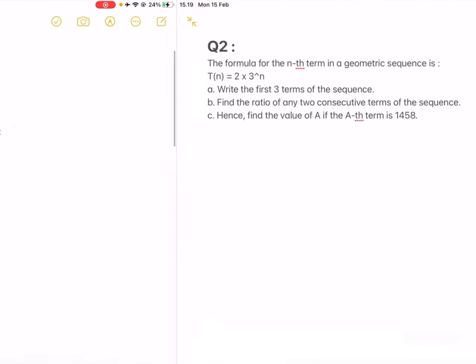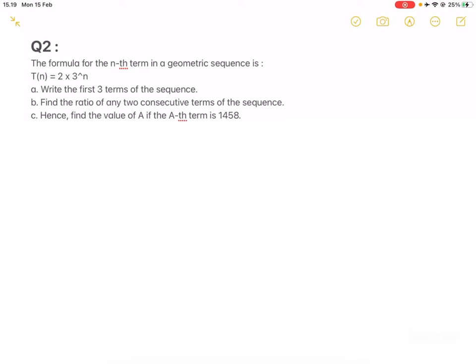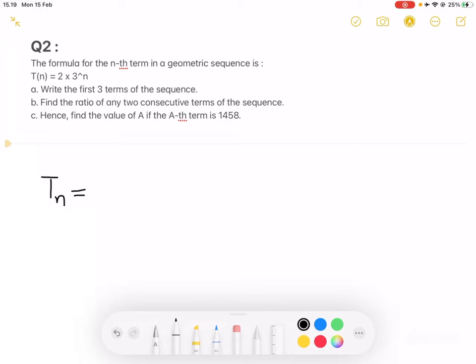And let's jump into another question. Interesting. So the formula for the nth term in the geometric sequence is, I'll just rewrite that, T of n is equal to 2 times 3 to the n. And we need to find and write the first 3 terms of the sequence.